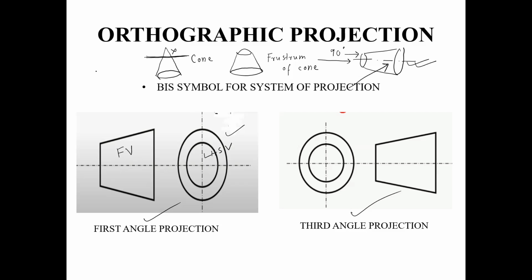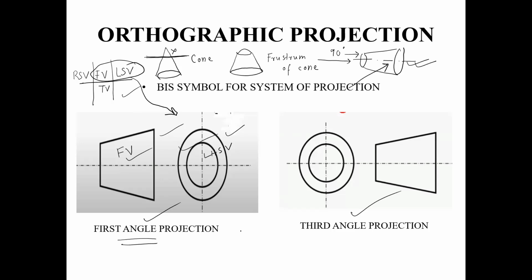Now, according to the first angle system, front view has top view below it, left hand side view on the right hand side of it, and right hand side view on the left hand side of it. So you see, front view and left hand side view, they are located like this. Front view is located to the right and left hand side view is located to the left. So this symbol is consistent with this result. So this is the symbol for the first angle system.